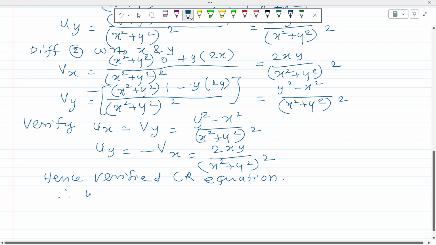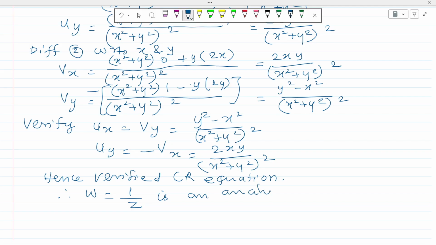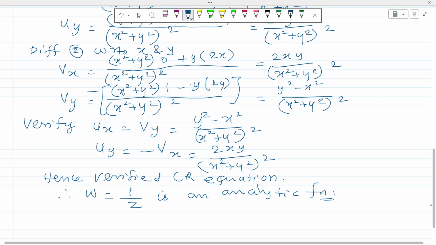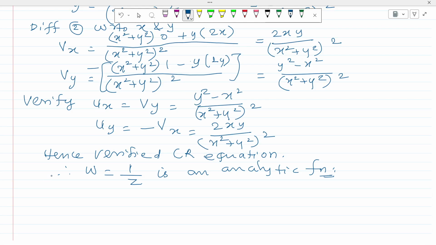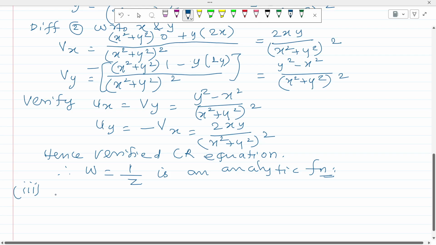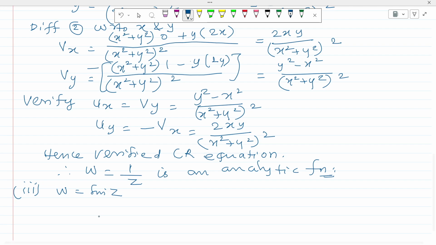Therefore, w equal to 1 by z is an analytic function. Okay, that is the second problem. The third problem is w equal to sin z.